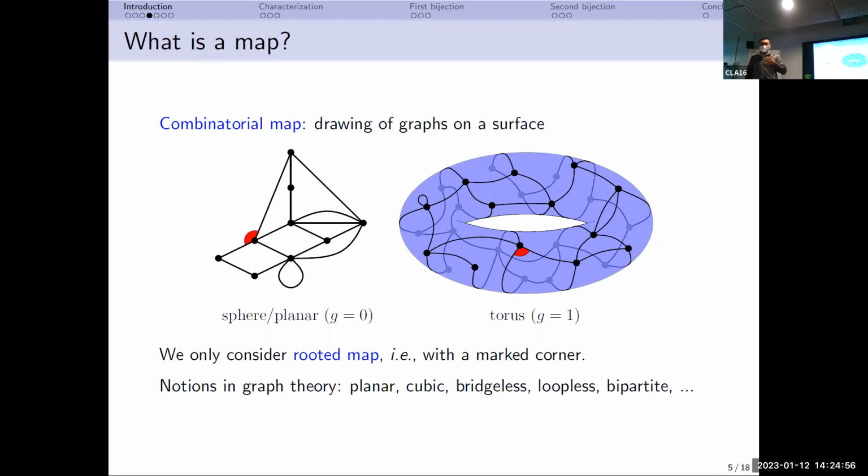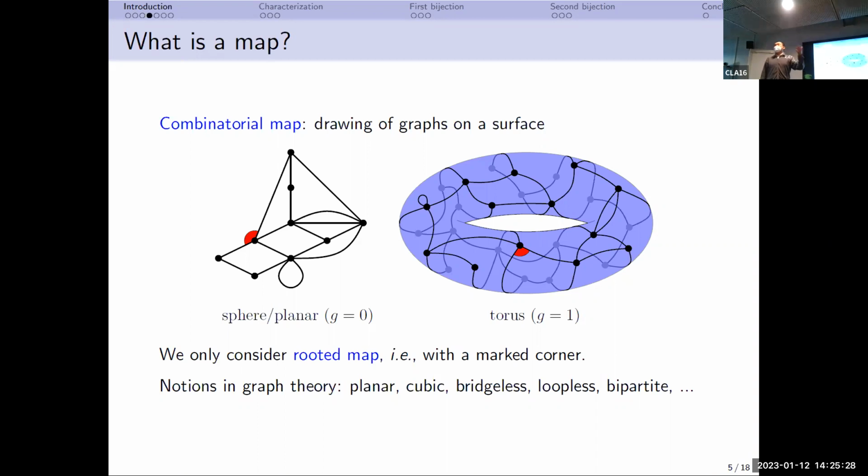Because maps are just drawings of graphs, many notions in graph theory can be transported to maps, and we can talk about planar maps. Well, planar is more or less already in the notion of drawing, but we can also talk about cubic maps, bridgeless maps, which have no bridge, loopless maps, which have no loop, bipartite maps, etc. And of course, we can also impose connectivity conditions on it.